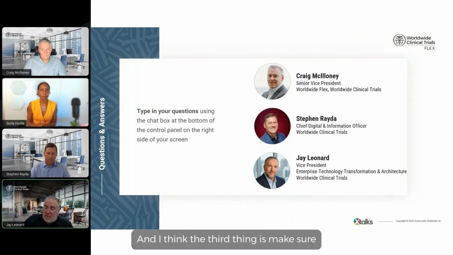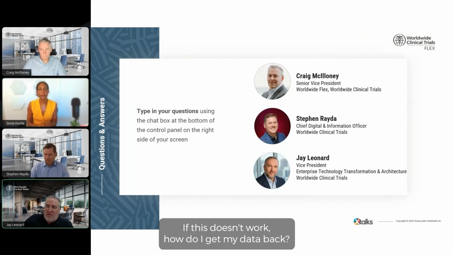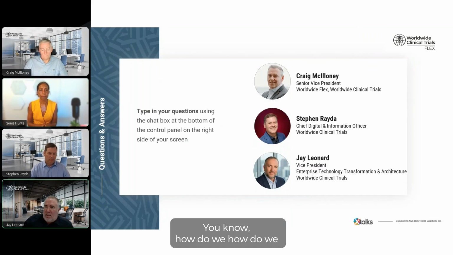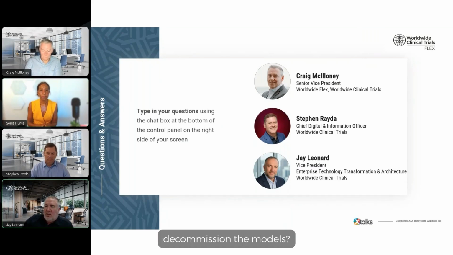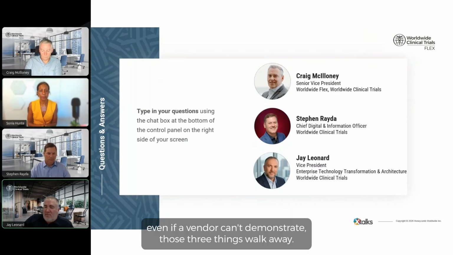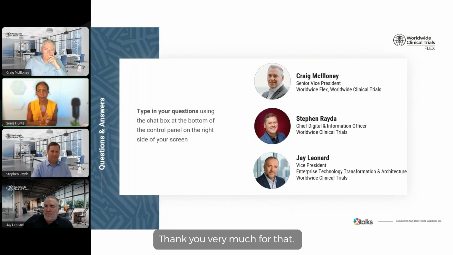I think the third thing is make sure that you are really clear with the vendor. What is your exit clause? That has to be designed up front. If this doesn't work, how do I get my data back? How do I get my audit trails handed over? How do we decommission the models? If I had to provide any advice whatsoever, it would be, if a vendor can't demonstrate those three things, walk away. Thank you very much for those answers.